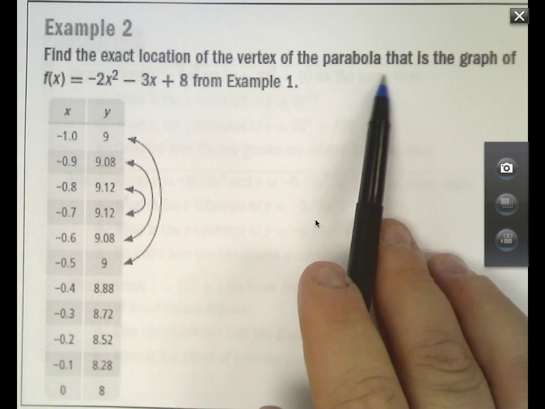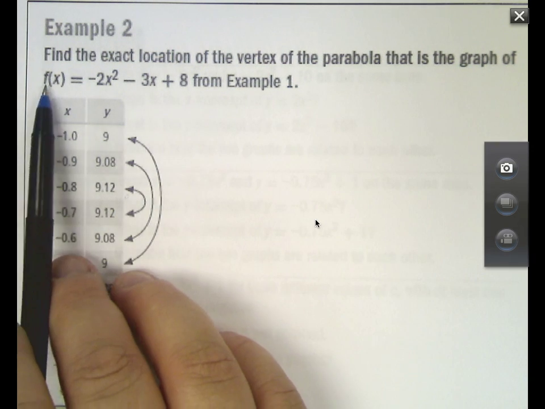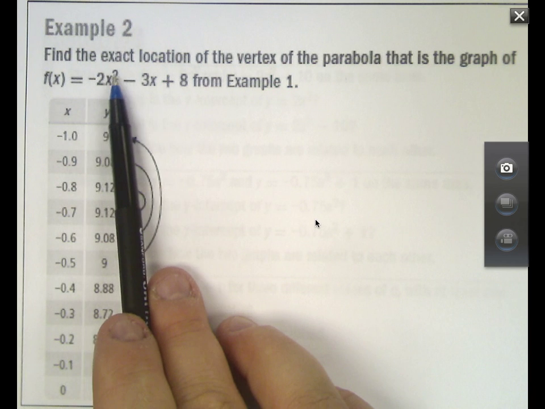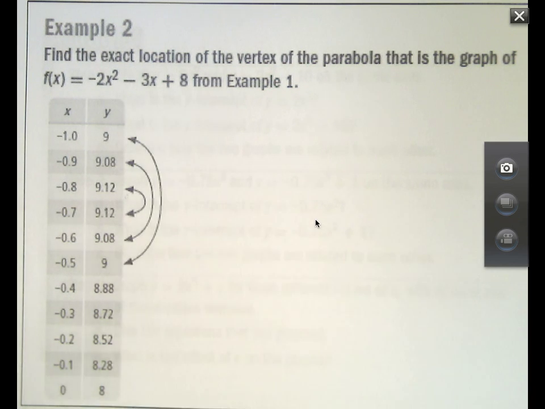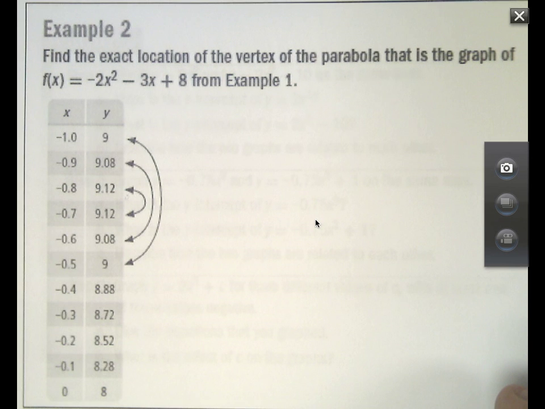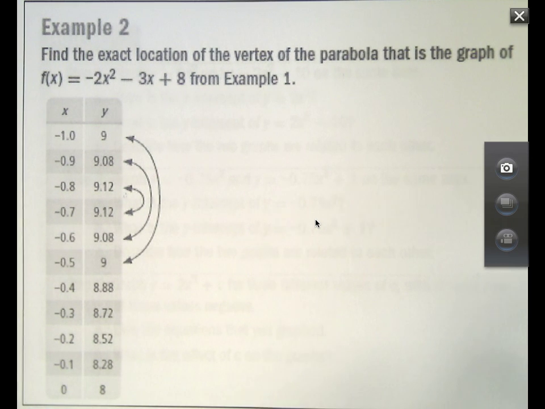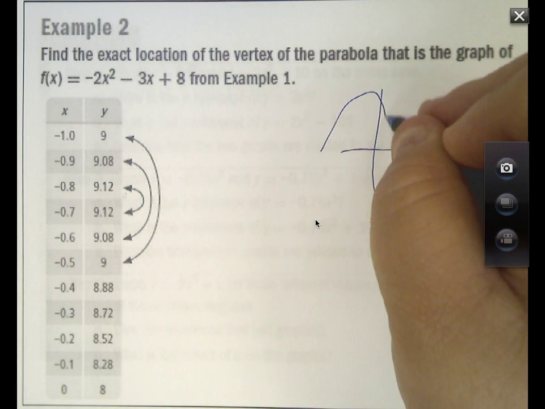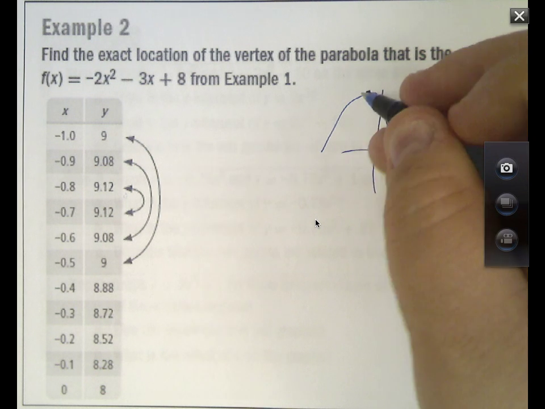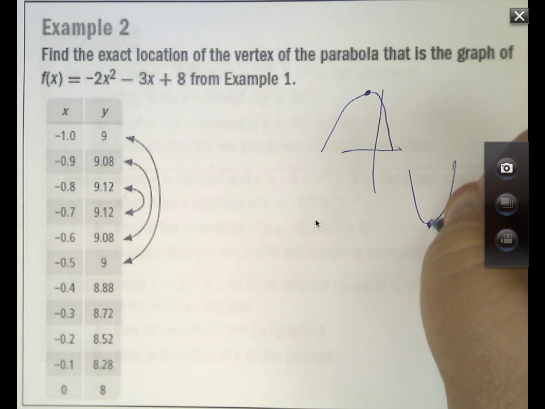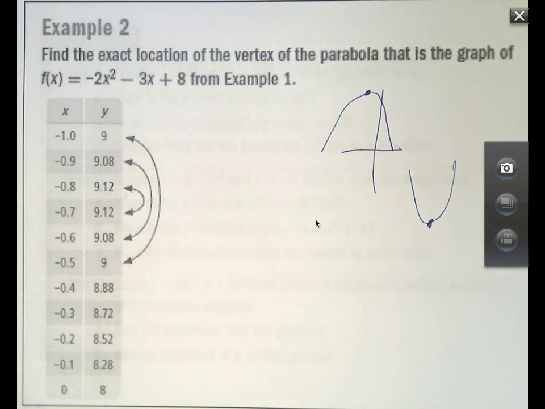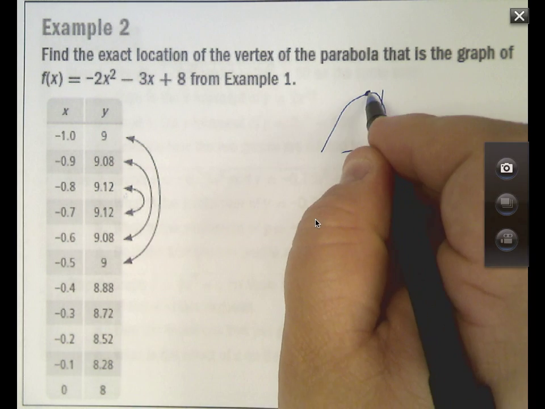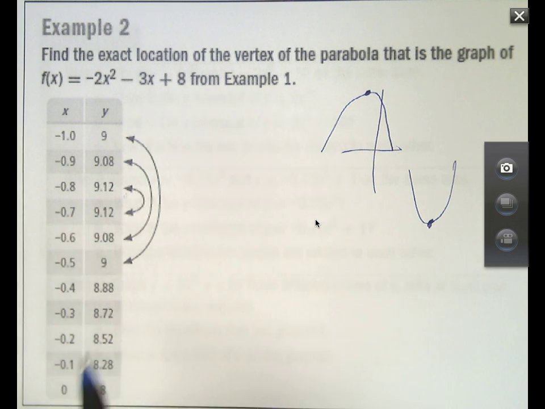Moving along, example 2. It says, find the exact location of the vertex of the parabola that is the graph of f(x) = -2x² - 3x + 8 from example 1. Here's a good way to show how to find a vertex when looking at a table. I like using the graph because when I look at it, I know where the maximum point or the minimum point is. I know where the vertex is.